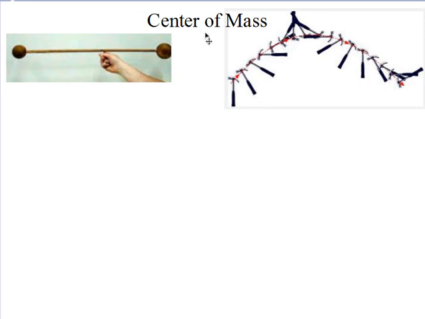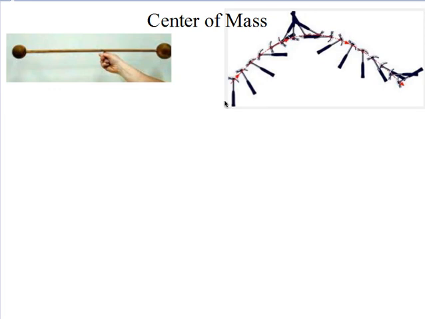Another way to refer to it is that it is the weighted average of all of the masses making up the system. This mass being greater than that mass should get more weight, and so the center of mass moves closer to this than it is from that one there.